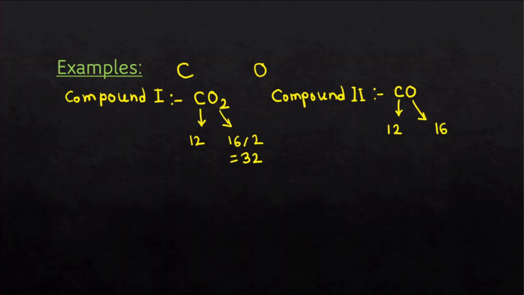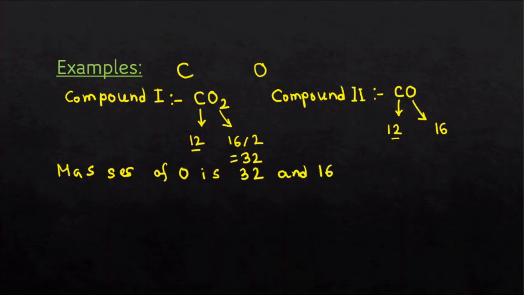Now, let's look at these two examples. Here the mass of carbon is fixed in both the cases. So, according to the law of multiple proportions, we have to check the masses of oxygen atoms in these two different compounds. So, masses of oxygen is 32 and 16 respectively.